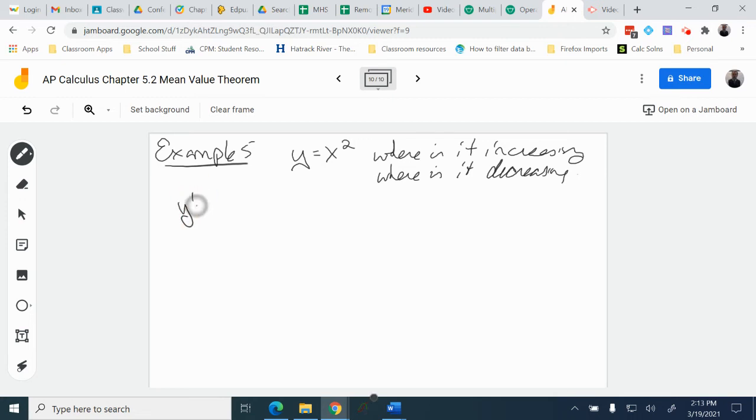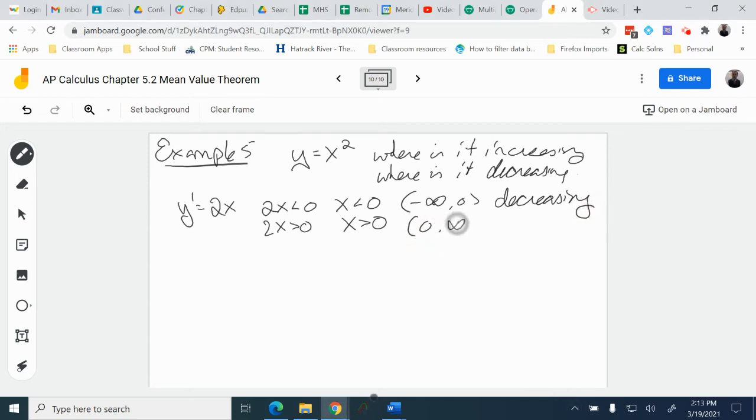But let's look at the derivative. y prime equals 2x. 2x is less than 0 when x is less than 0. 2x is greater than 0 when x is greater than 0. So not super interesting, but we know that on this interval, this is a decreasing function. And we know that on this interval, this is an increasing function.